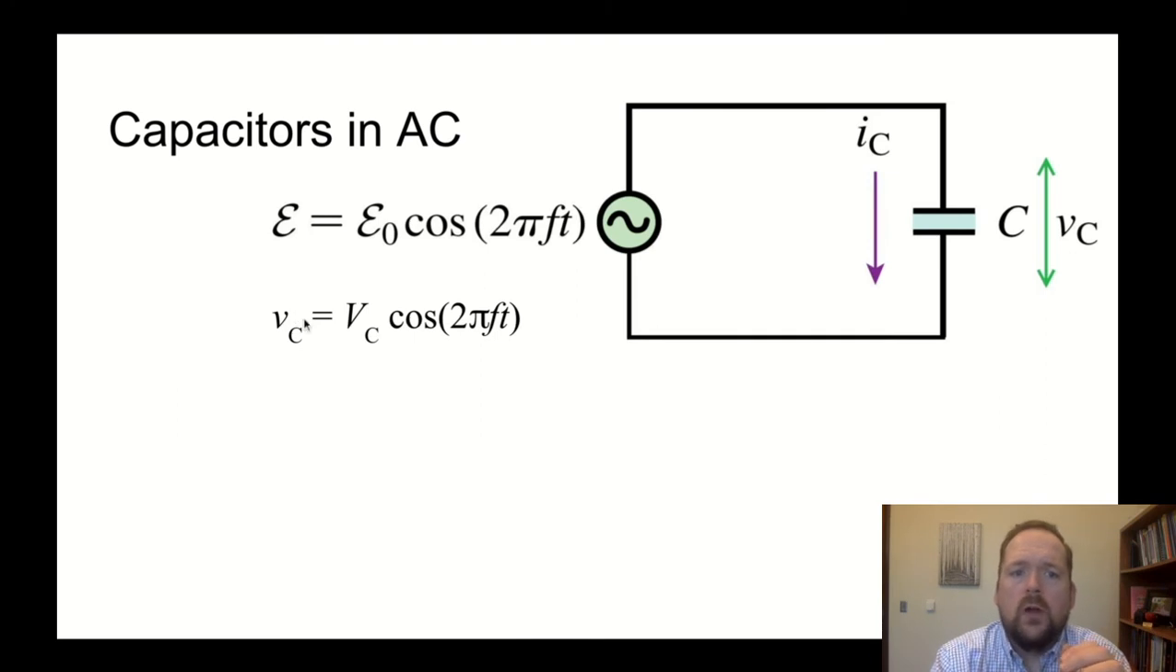So we could write the voltage across the capacitor at any time as the maximum voltage that it achieves times, again, a cosine function, the same cosine function that is driving our power supply.